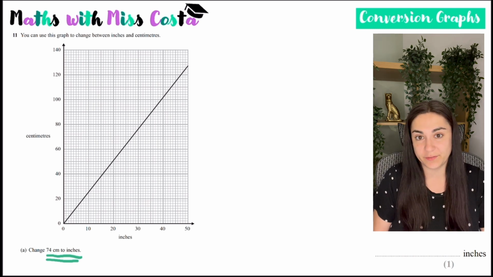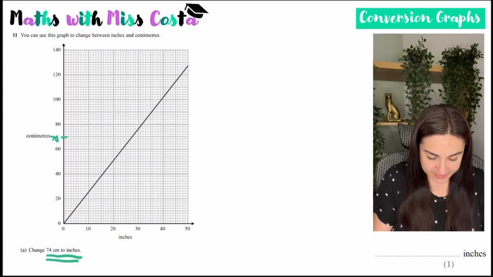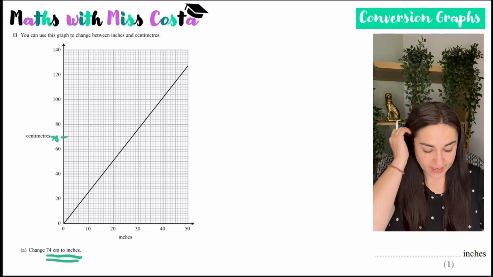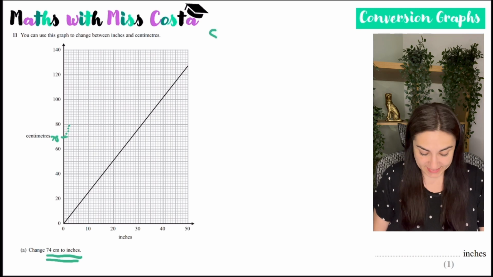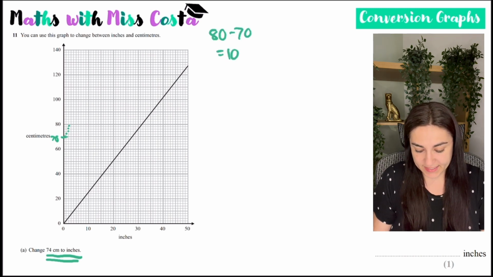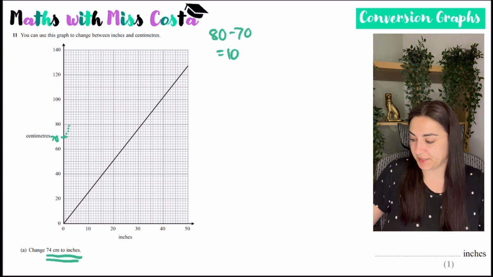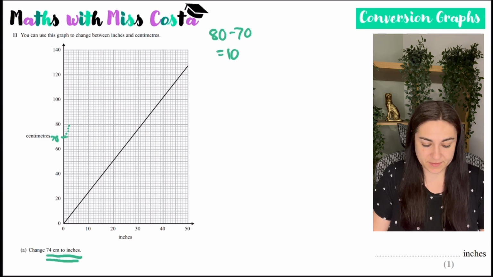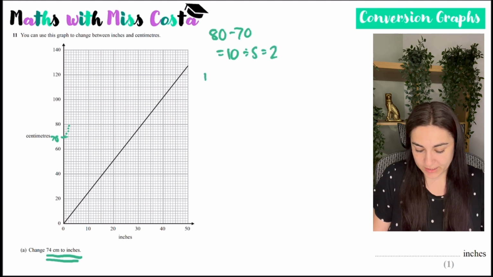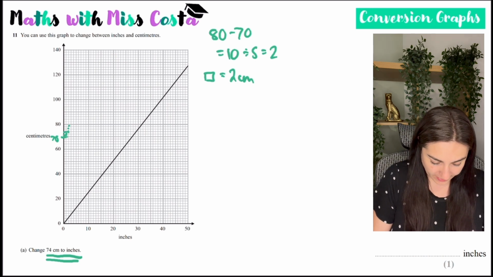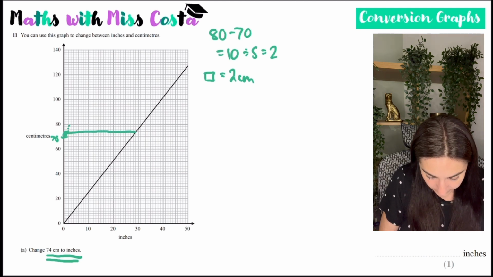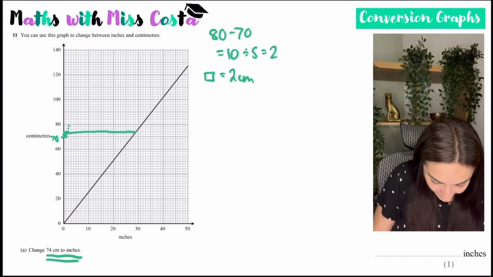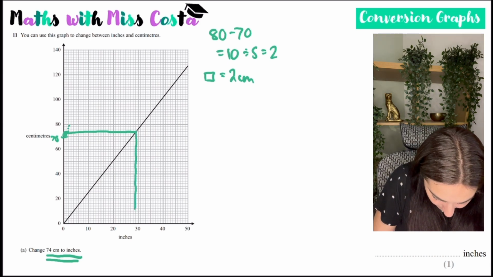So I find where 74 would be. So this would be 70 because it's halfway between 60 and 80. And then I know that there are 1, 2, 3, 4, 5 little squares in between 70 and 80. So between 80 and 70, that's a difference of 10 centimetres. So I do 10 divided by 5, which is 2. So each little square represents 2 centimetres. So 74 would be over here. So I draw a line from 74 across to my graph, and then I go down.